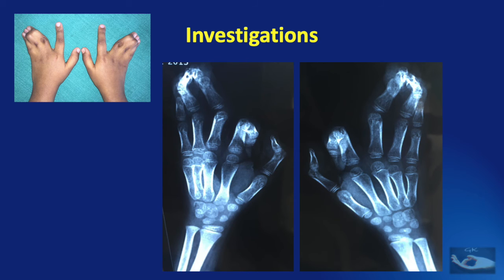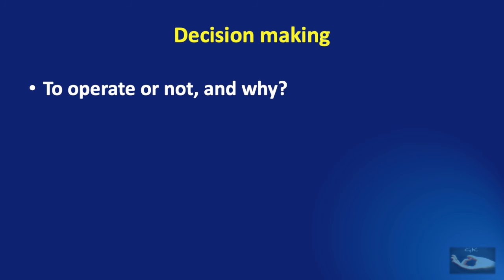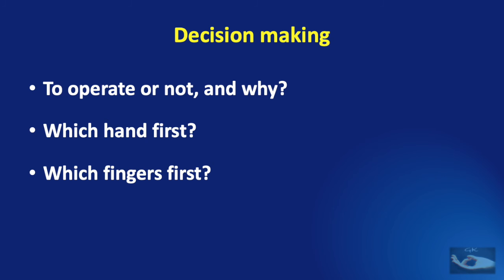Coming back to our case, X-rays revealed fusion of the distal portion of the terminal phalanges, confirming that it is a complex type of syndactyly. So now we need to take a decision regarding the management of the condition for this child. There are 4 main components of the decision making. Should we operate or not for this child? If we do operate, which hand to be operated first? Which fingers to be operated first, because 3 fingers are involved? And finally, what technique is to be used?